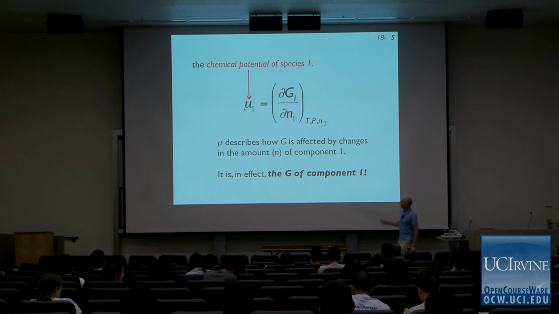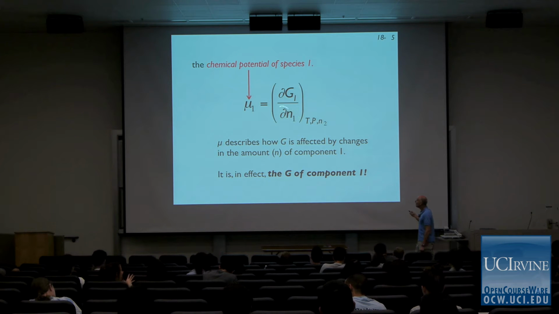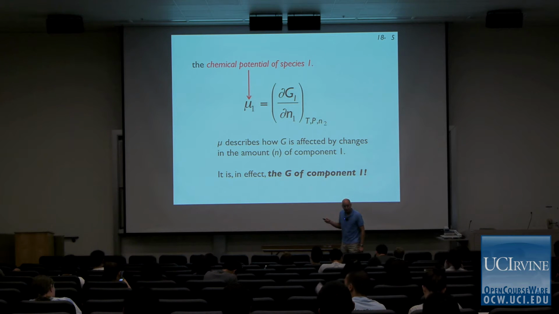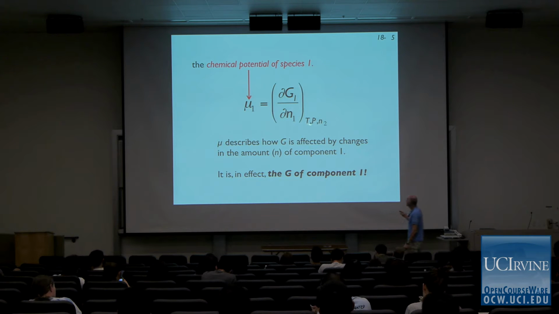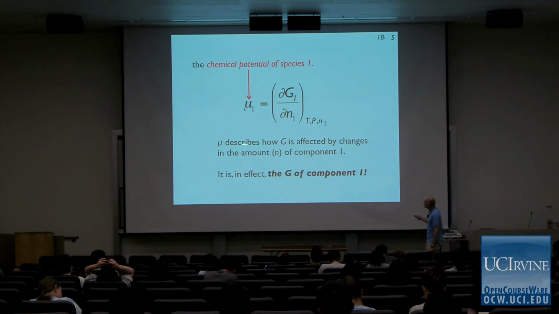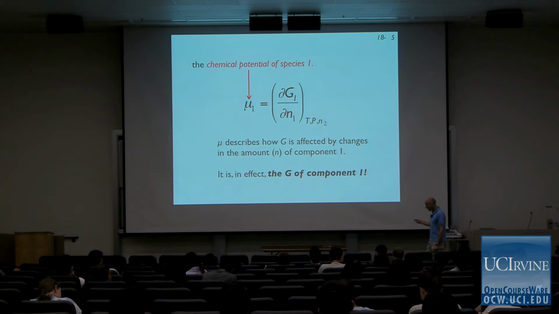Okay, so we've been talking about the chemical potential. All it is is the partial derivative of the Gibbs energy with respect to the number of moles of one of the components that serves as either a reactant or a product in the reaction that we're talking about, at constant temperature and pressure, where we hold the number of moles of all the other components constant. All right, so mu describes how the Gibbs energy is affected by changes in the amount of one component. That's what we've been saying. It is, in effect, the Gibbs energy of a single component.